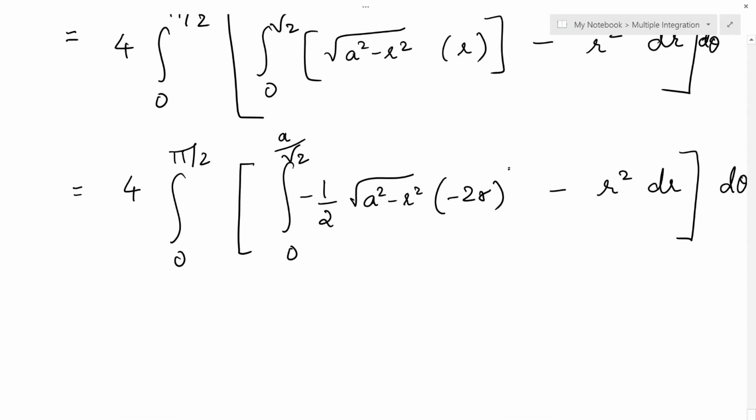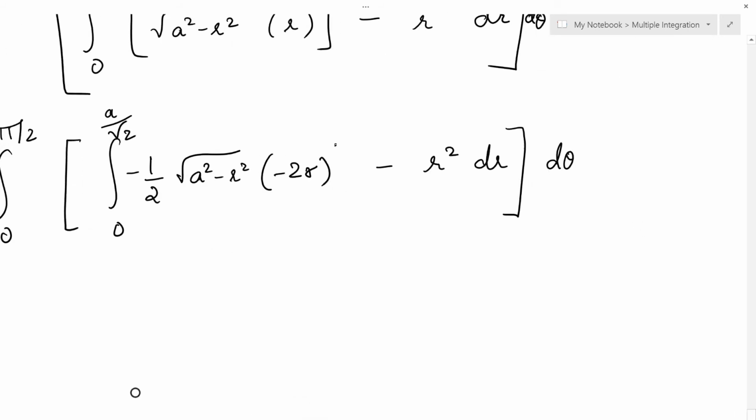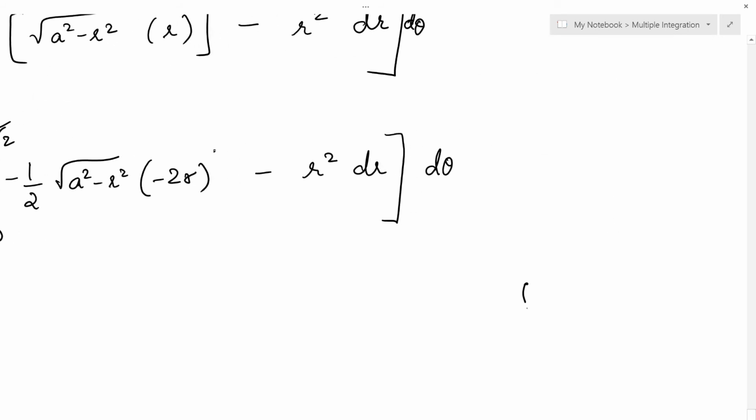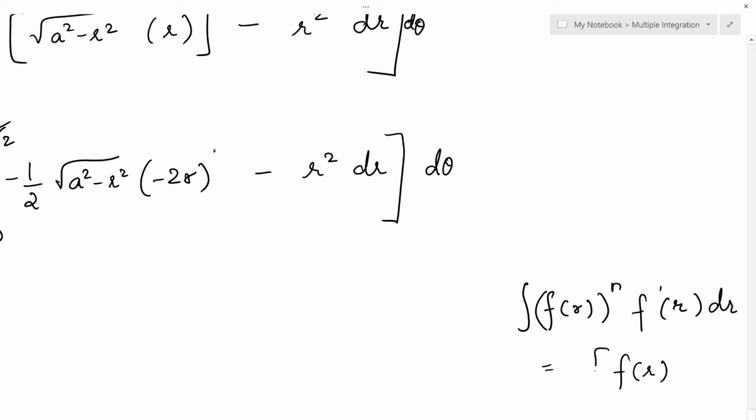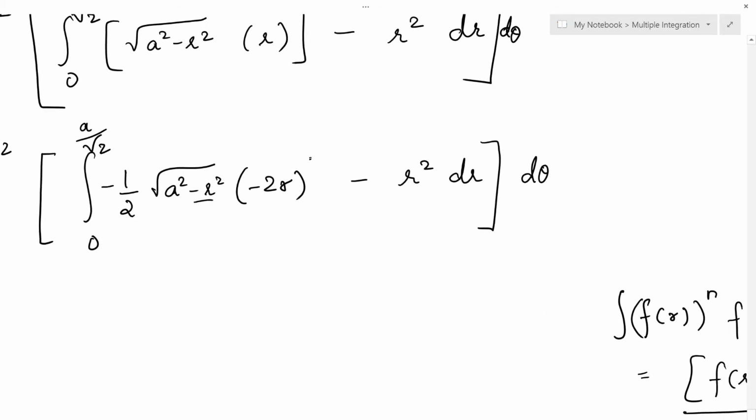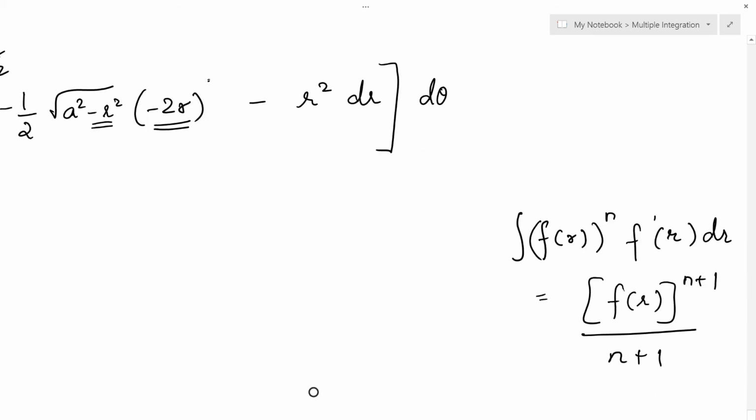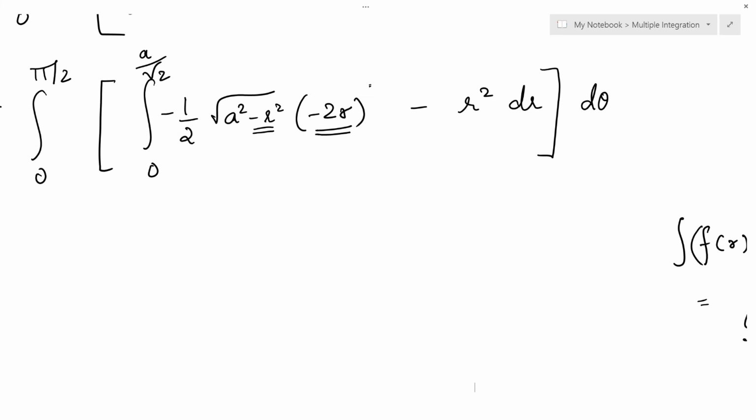Okay, so now let me integrate this. I have used this formula over here. I hope you remember. Let me write it again. f raised to r raised to n into f dash of r. If we adjust something like this, then my formula will become f to the n plus 1 upon denominator n plus 1. So here now minus r square, the derivative is 2r, which is nicely adjusted. So we'll have to use this formula now.